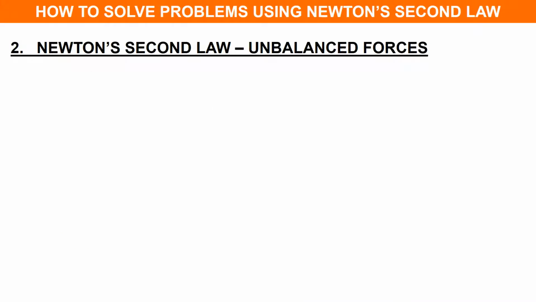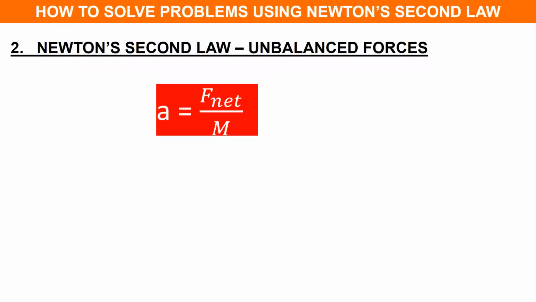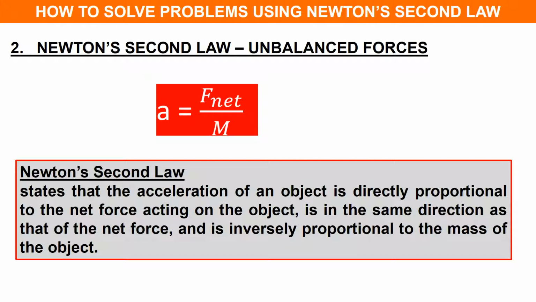A very typical example is this. Before we look at the example, let's just summarize Newton's second law. Newton's second law states that the acceleration of an object is directly proportional to the net force acting on the object and is in the same direction as the net force and is inversely proportional to the mass of the body. Putting it into a formula looks like this. Sometimes people prefer to put it in a single line where the net force is mass times acceleration. Either way is okay, as long as you know what you are doing.